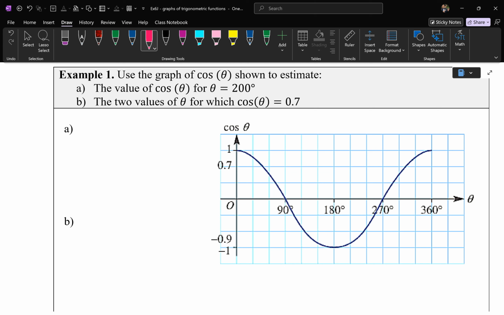Starting here, it says use the graph. They've given you a graph and they say find the value of cos of an angle, and the angle is 200 degrees. Cos represents the x values. We've got a maximum of 1 and a minimum of negative 1 because it always oscillates, right? So amplitude is 1. But now let's look at 200 degrees. 200 degrees is roughly, what's 90 divided by 3? 30, yeah, that's right. So that means 210 is around here. So that's 210.